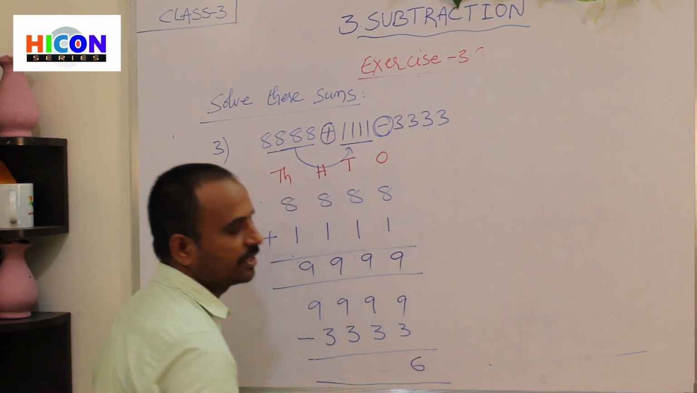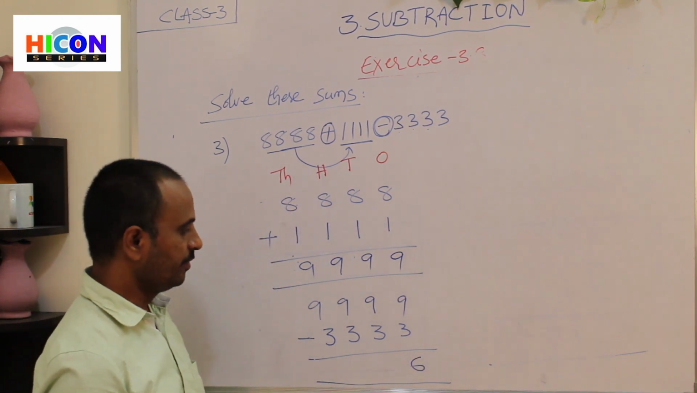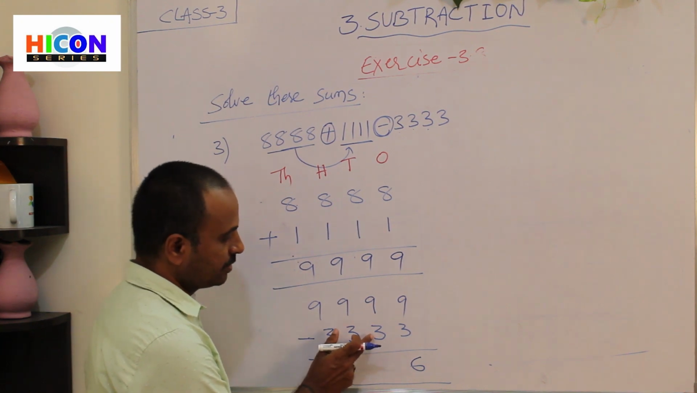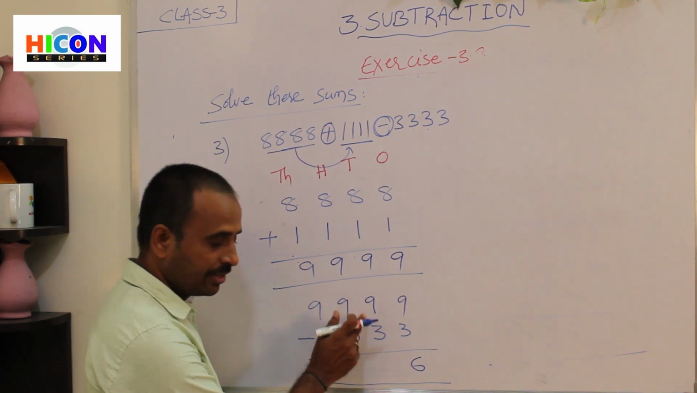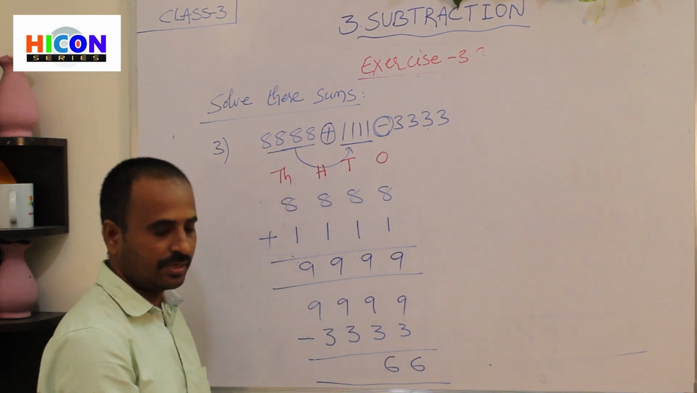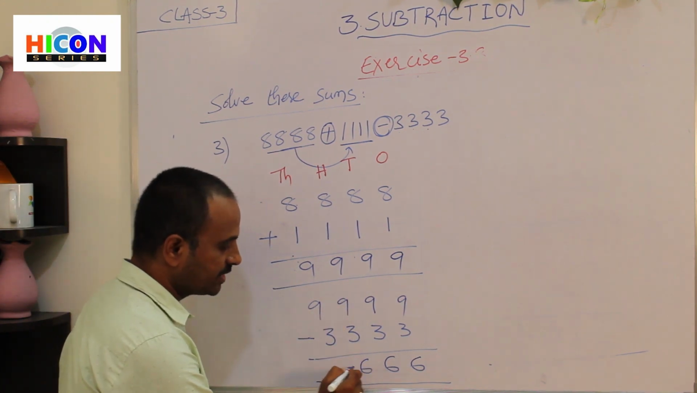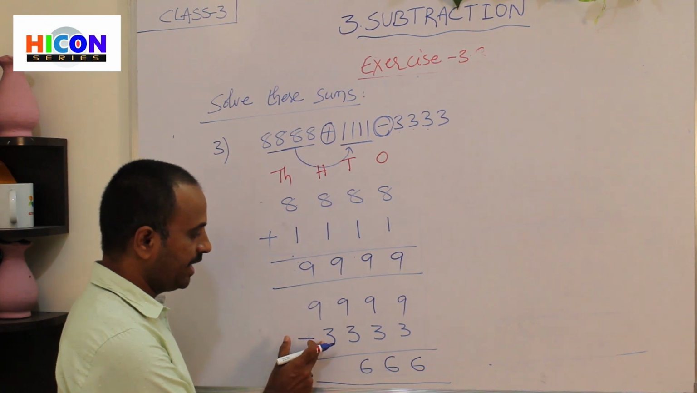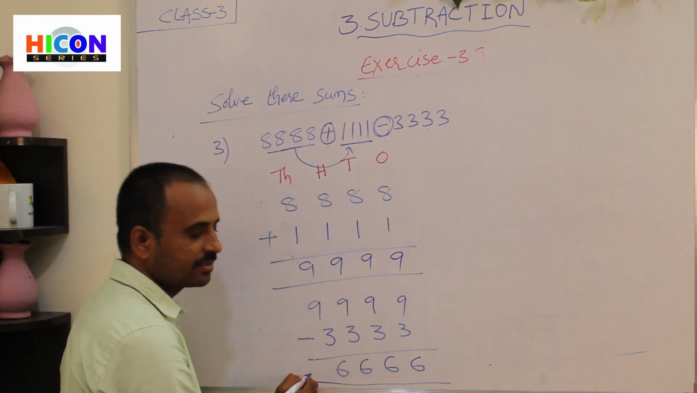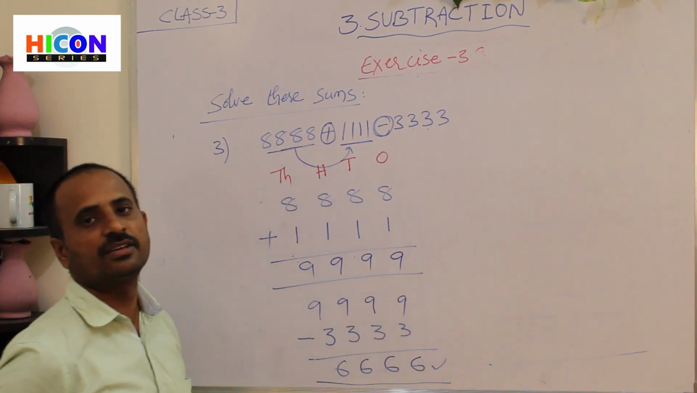So write 6 here. In this way again, we will get the same answer. If we subtract 3 from 9, we will get 6 again. In the same way, each time we subtract 3 from 9, we will get 6. So children, this is the final answer.